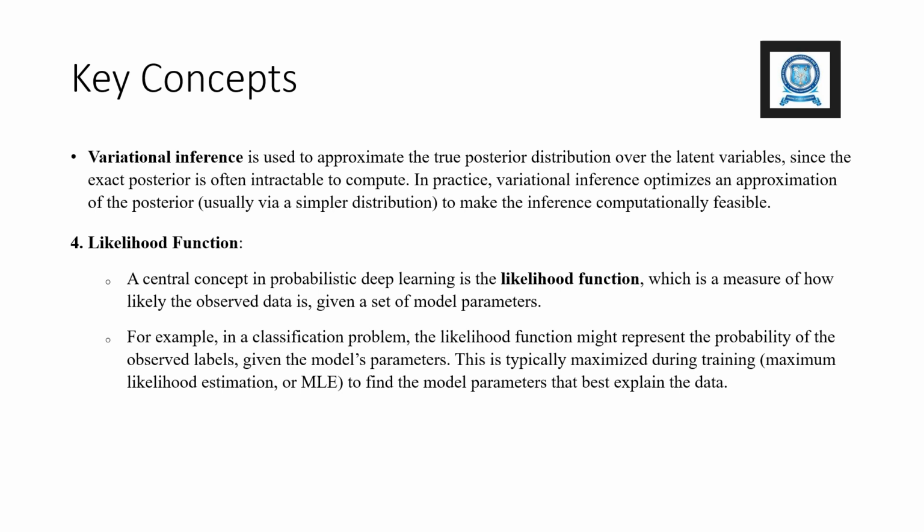Likelihood function. A central concept in probabilistic deep learning is the likelihood function, which is a measure of how likely the observed data is given a set of model parameters. For example, in a classification problem, the likelihood function might represent the probability of the observed labels given the model's parameters. This is typically maximized during training to find the model parameters that best explain the data.